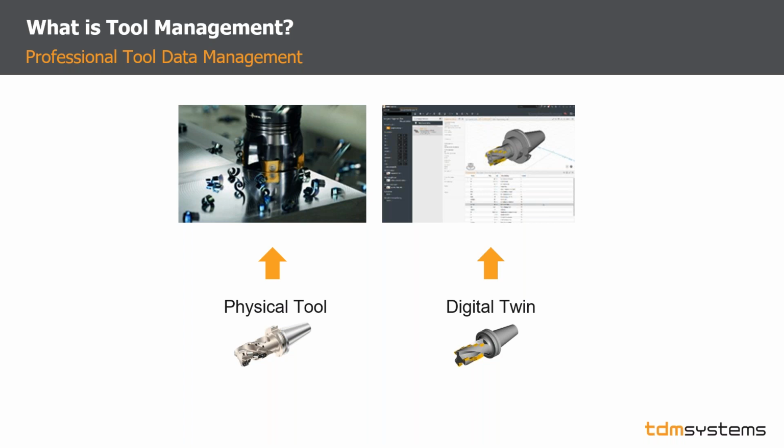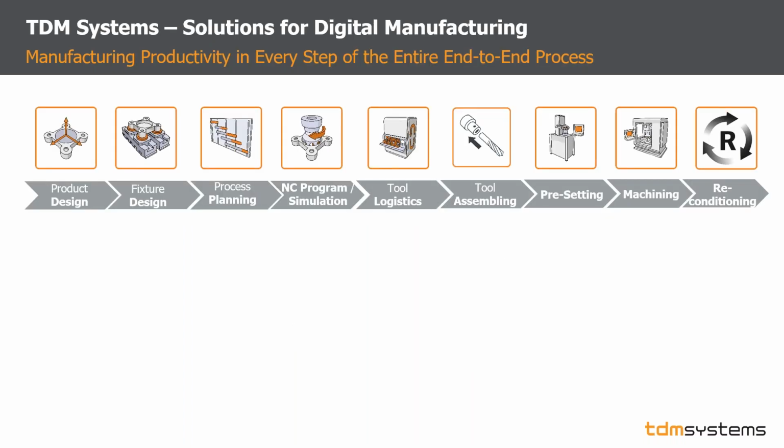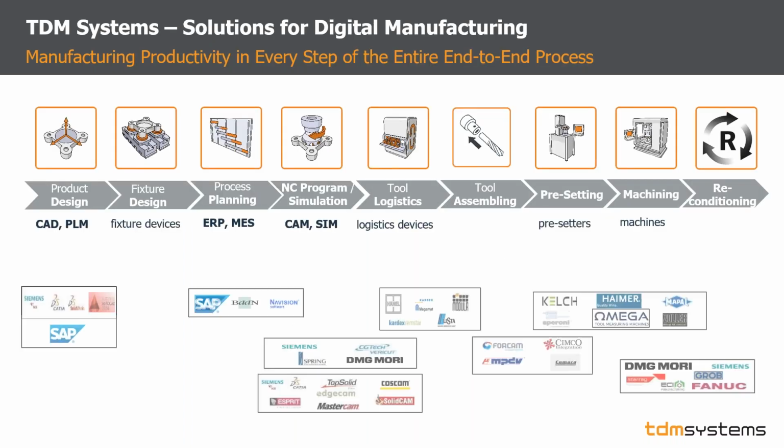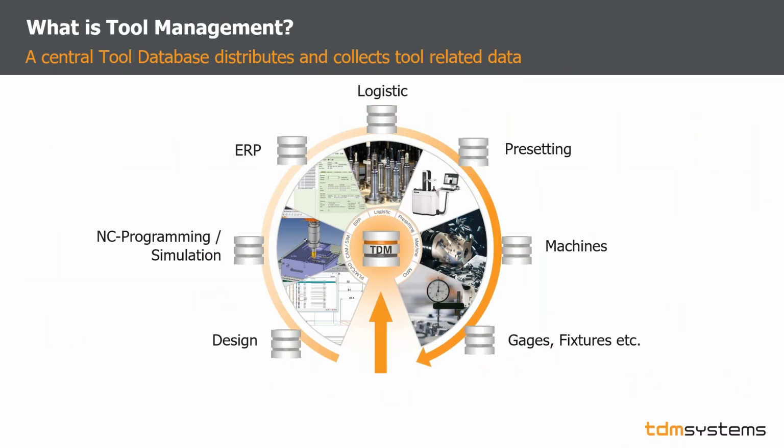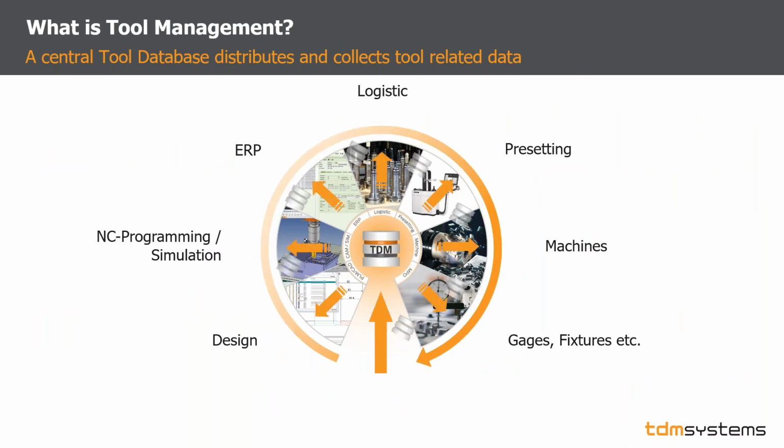And of course, we're not just talking about one system in that process, but let me click forward here a little bit. In a typical manufacturing process, there are plenty of players in the field, and a system has to communicate with all of them, has to provide data to all those systems. And now my last slide in the introduction, and then we can really start with the webinar. I like it because it visualizes what the tool management system does.